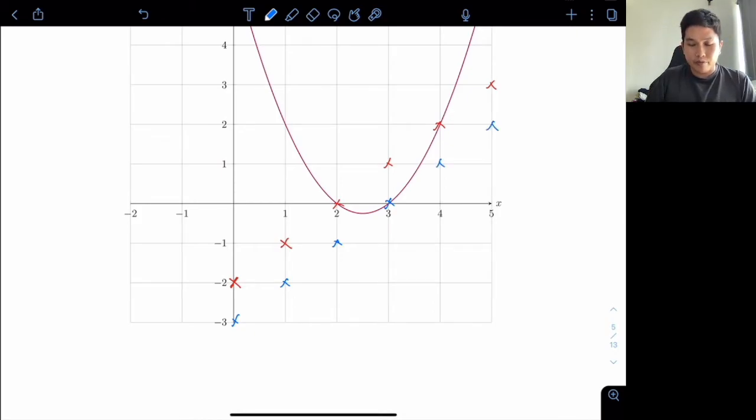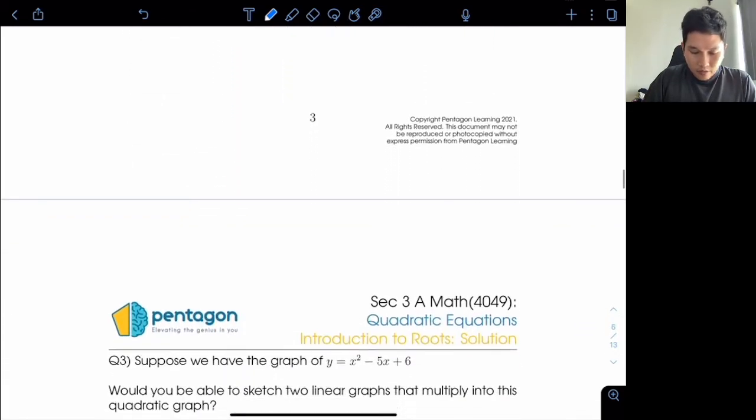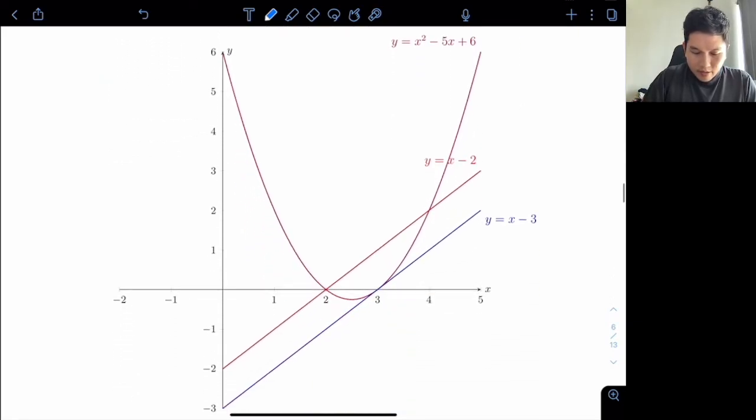Okay, and again, I've prepared the solution, so you can take a look over here. This is what it looks like. y equals x minus 2, y equals x minus 3. Two straight lines drawn. And you can see that the roots of the straight lines coincide with the roots of the quadratic graph. And we know why, because it's a multiplication.